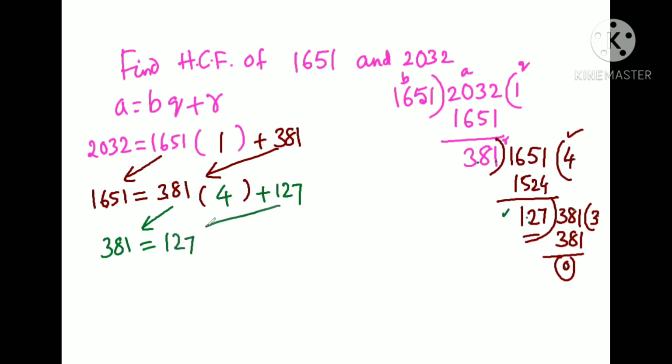127 into 3 plus 0. This is A, this is B, this is Q, this is R. So the last divisor HCF is equal to 127. This is the HCF of 1651 and 2032. Now let us solve one problem.